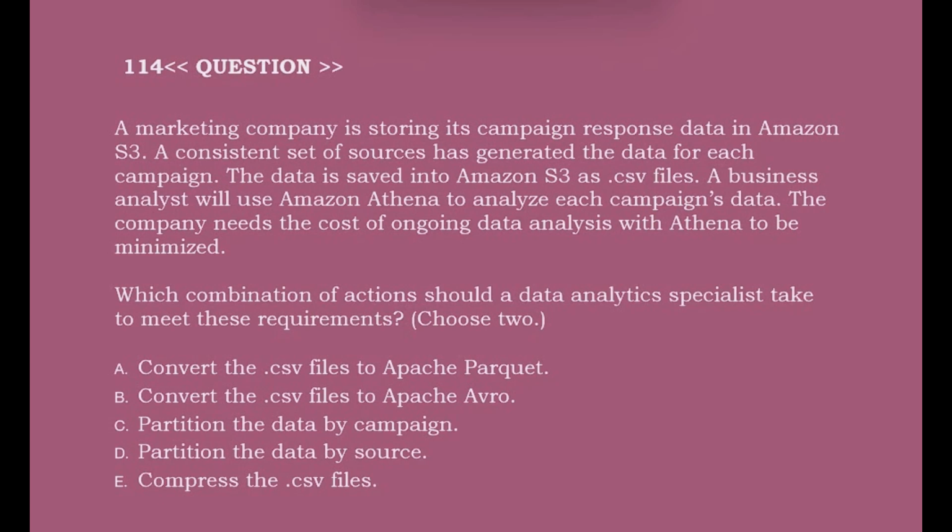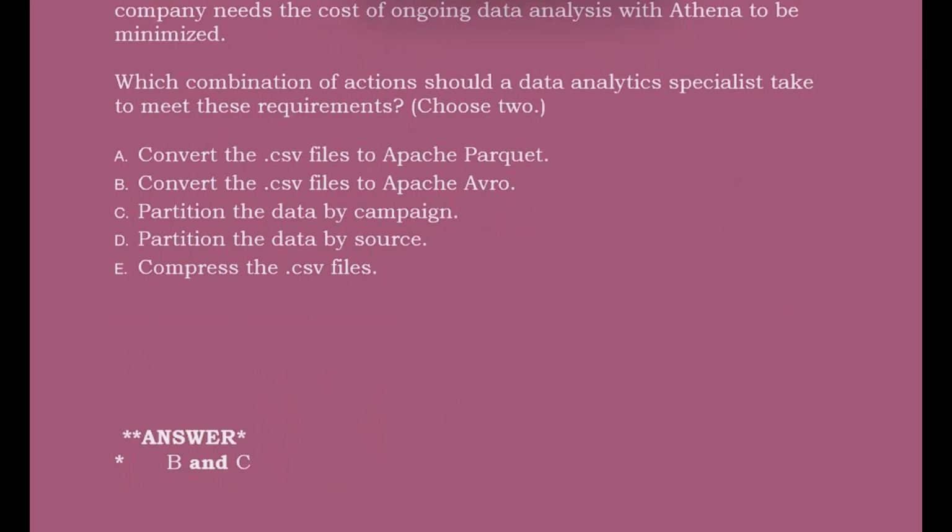Choose two options. Option A, convert the .csv files to Apache Parquet. Option B, convert the .csv files to Apache Avro. Option C, partition the data by campaign. Option D, partition the data by source. Option E, compress the .csv files. Correct answer is option B and option C.